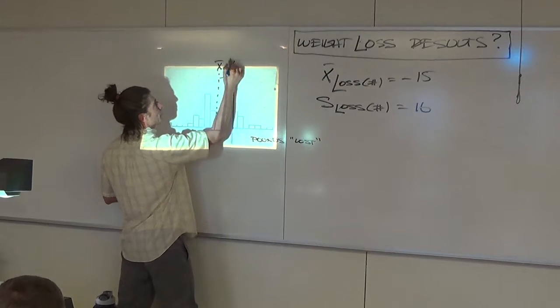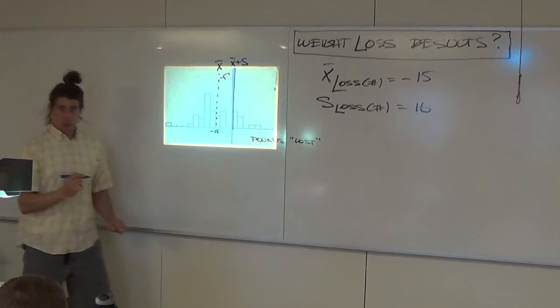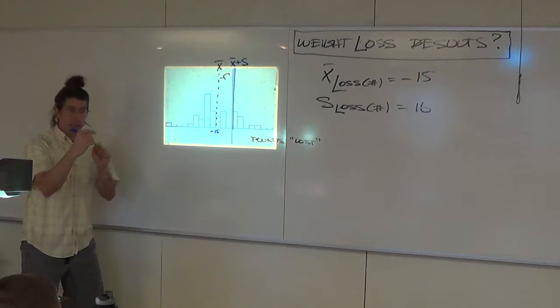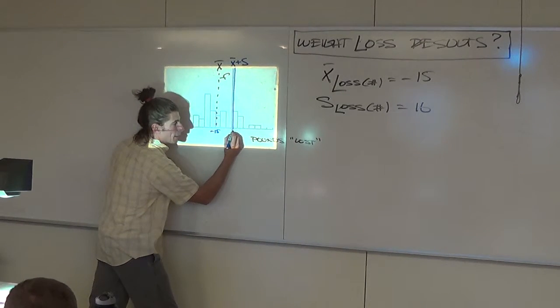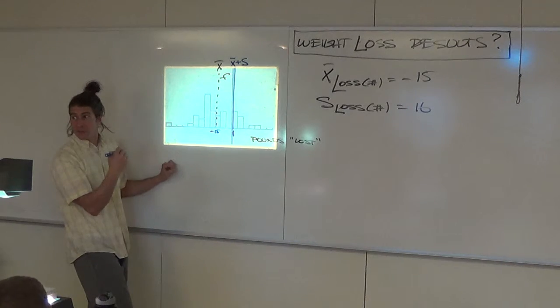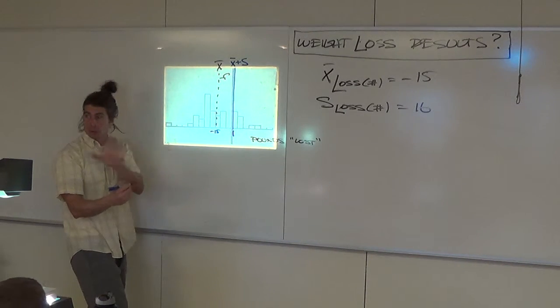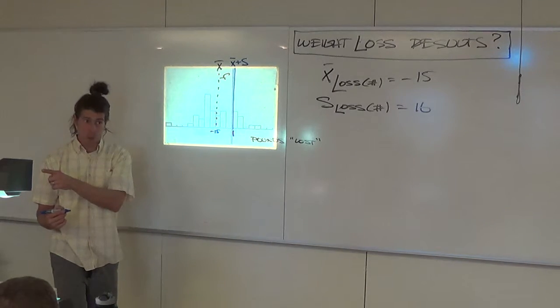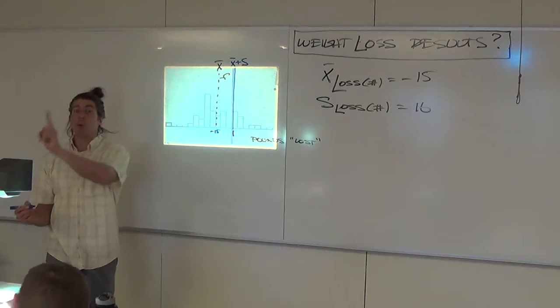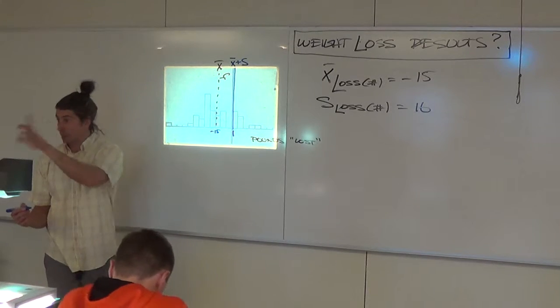So if we do x bar plus s, one standard deviation up from average, what's that value going to be down here? That'll be 1, right? Negative 15 plus 16 gives us positive 1. Some of you might be wondering why I'm doing this right now. The quick answer is Carly told me to. The better answer is there's a point to it. There's a point to it, I promise you.